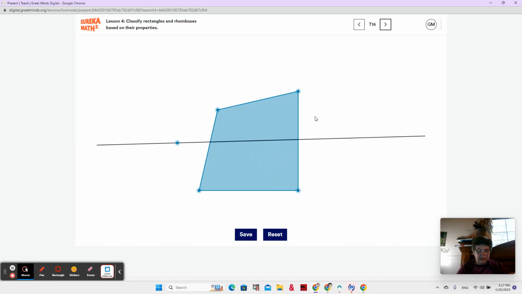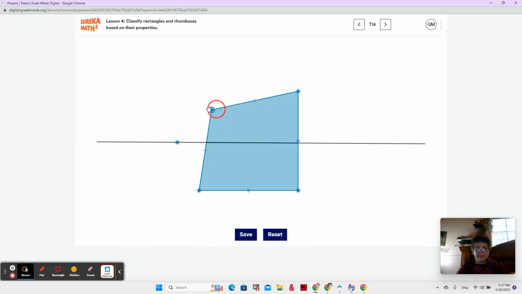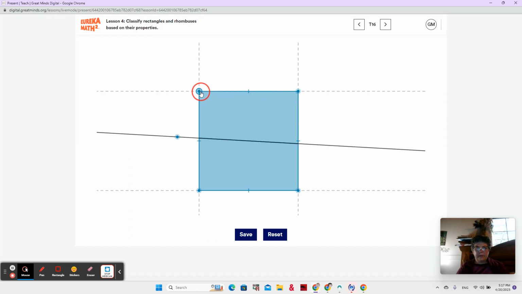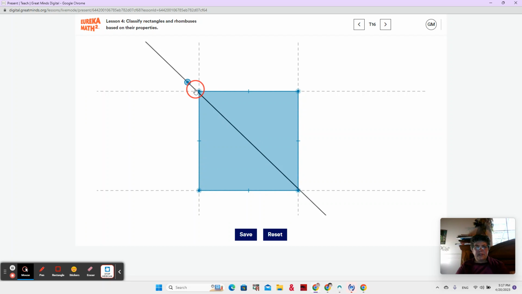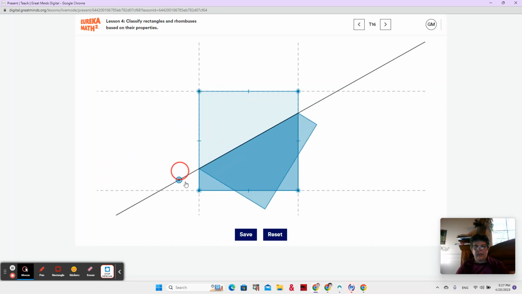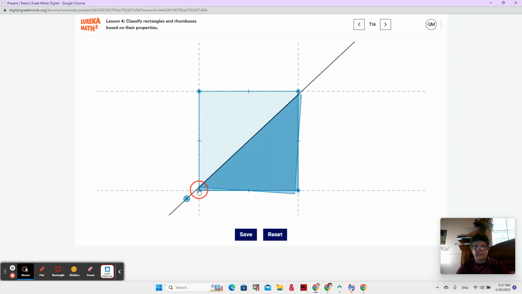All right, so let's start by making a rhombus. Now remember, a rhombus, okay, there's a square, and a square is a rhombus because it has equal sides and the opposite sides are parallel. Now let's try the diagonal. Look at that. It folded right in half, right? And let's try the other diagonal. I guess I could reset it, huh?